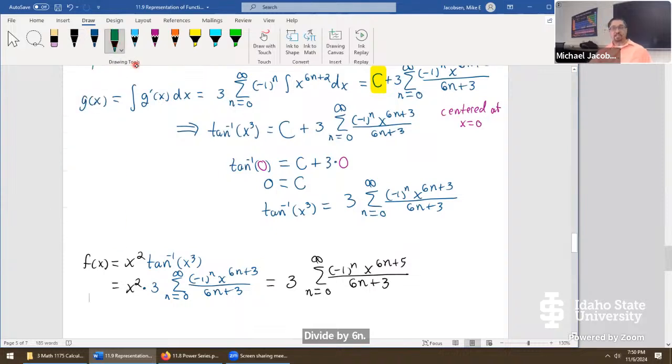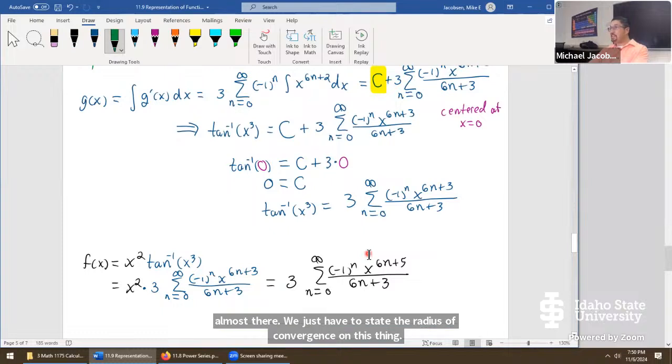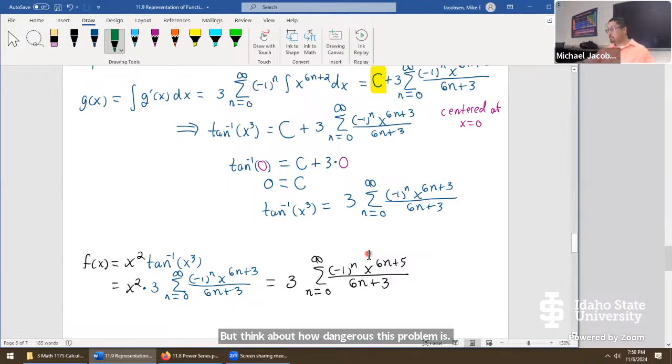We're almost there. We just have to state the radius of convergence on this thing. But think about how dangerous this problem is. Instructions say by the power series representation. There it is. The instructions then also say find the radius of convergence. And if you heard that, you might think, oh, we need to hit it by the ratio test. And you could do that.